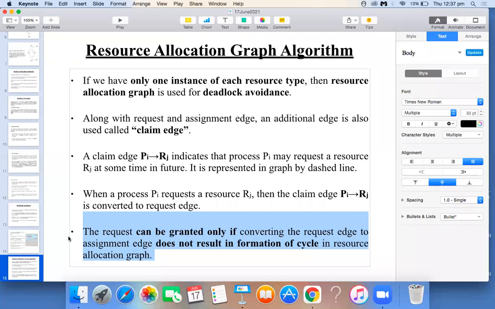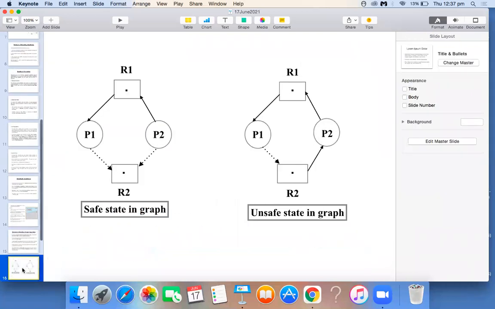Clear? So let us understand this with a simple diagram. So this is a diagram you can see. In this particular slide I have taken two examples. One example is showing the safe state, another example is showing the unsafe state. Let us come to the left part of your diagram, that is this.